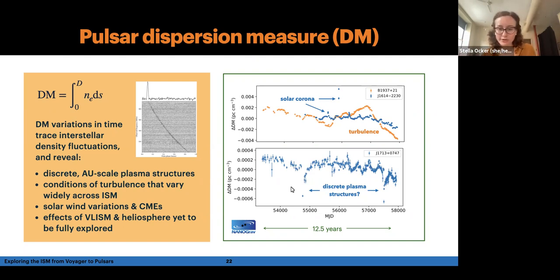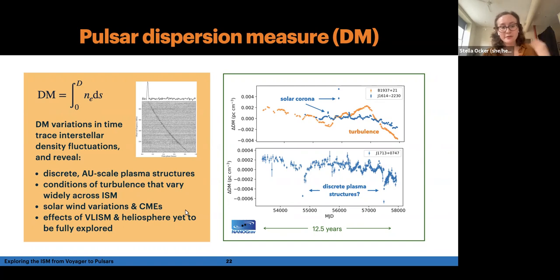And while the exact origin of these strong dips in the DM time series is unclear, it appears possible that these dips in DM are essentially produced by lensing through discrete plasma structures. And so DM variations are useful for tracing a broad range of phenomena in the ISM, not only turbulent density fluctuations, which we can use to constrain the turbulence wave number spectrum, as I was just showing you, but DM variations can also be used to trace potentially discrete AU-scale plasma structures in the ISM, and they can also be used to trace effects within our heliosphere, such as solar wind variations and coronal mass ejections.